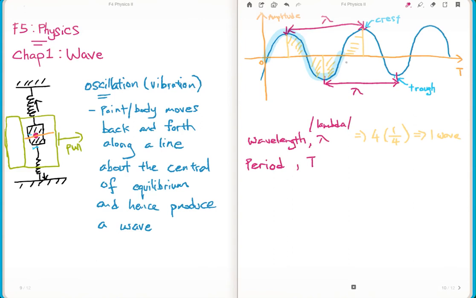Period is actually the time required to make one wave. Time for one wave. Time to get one wave. How long does it take to make one wave? Okay, to make it simple in layman's terms. Alright, so that is most of it.